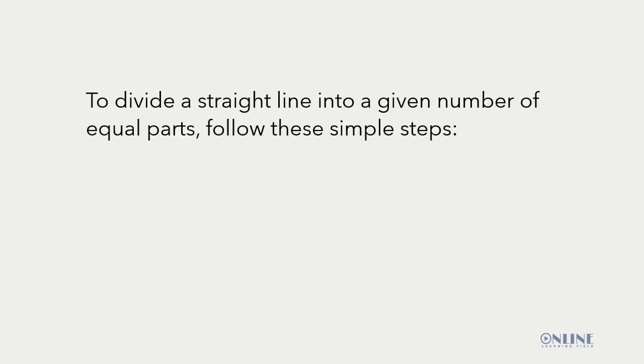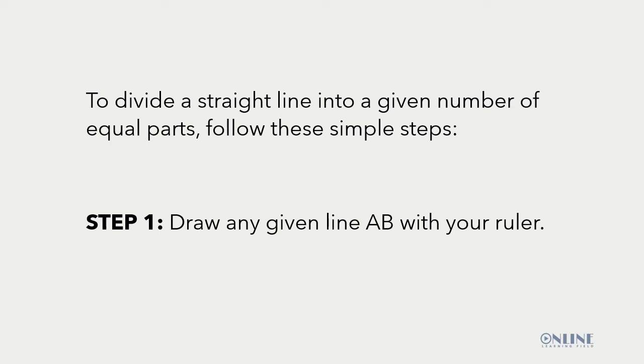To divide a straight line into a given number of equal parts, we need to follow these simple steps. 1. Draw any given line AB with your ruler. We go to our drawing board and draw line AB and label it accordingly.